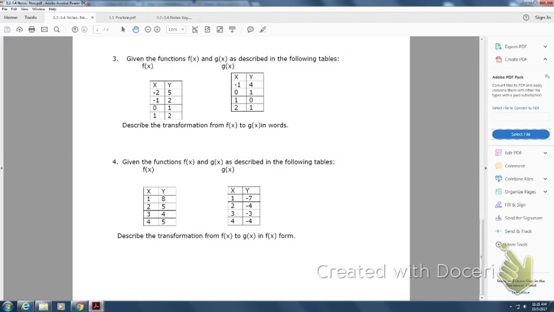So the first thing you need to look at is, and one thing that will help is being able to find the vertex from a table. So on f of x in 3, what would my vertex be? And if it helps you, you're going to find it the exact same way we found the vertex on an absolute value.